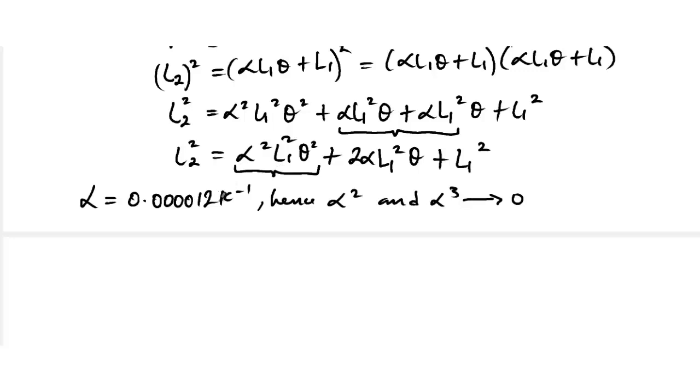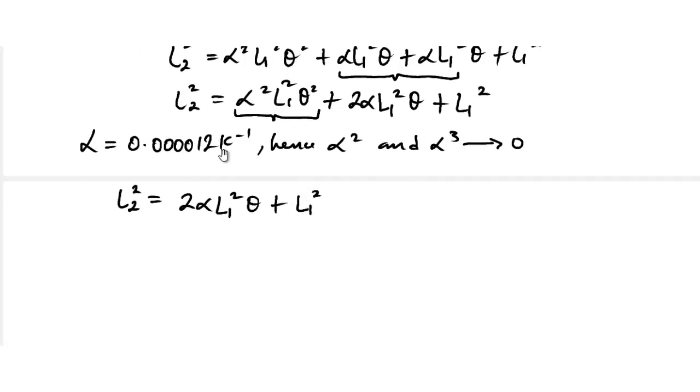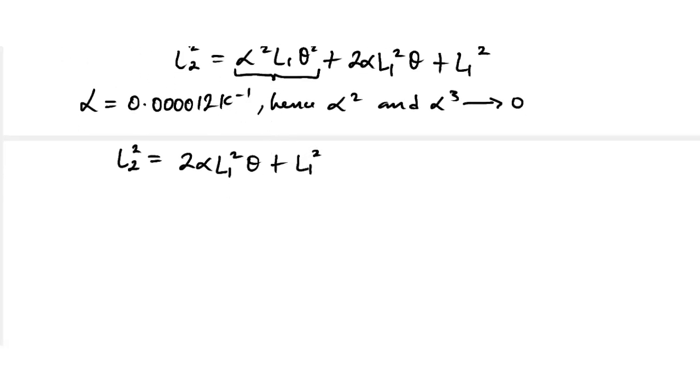So what does that suggest? That suggests that we can say L2 square will now be equal to 2 alpha L1 square theta, plus L1 square, because the whole of this term has been equated to 0 due to the fact that linear expansivity is a very small value.